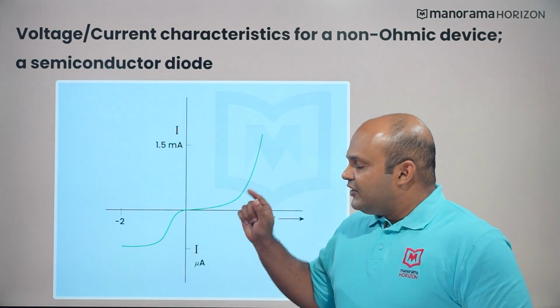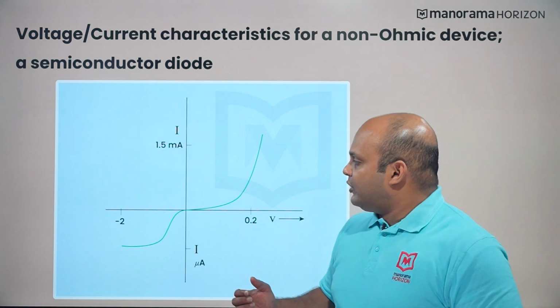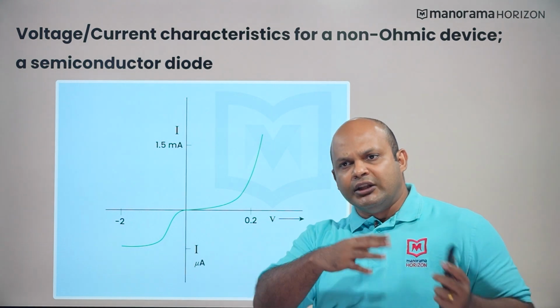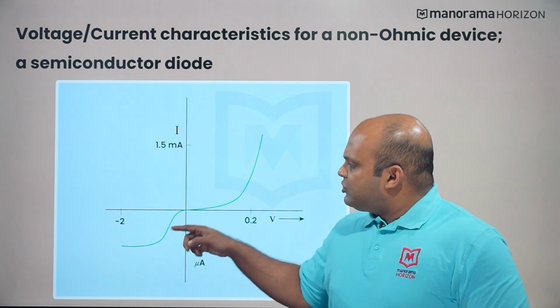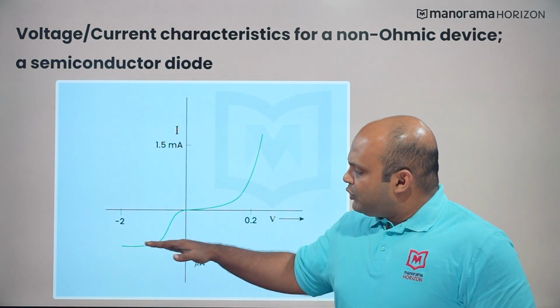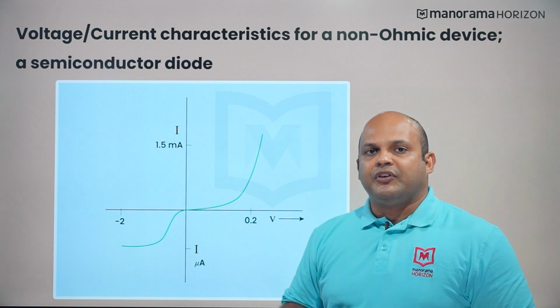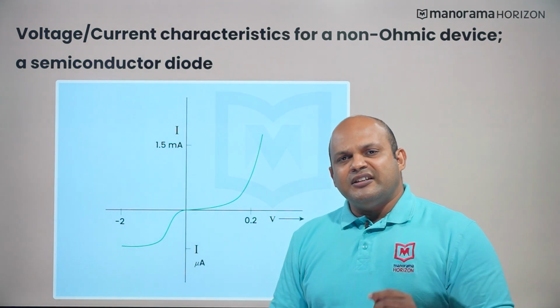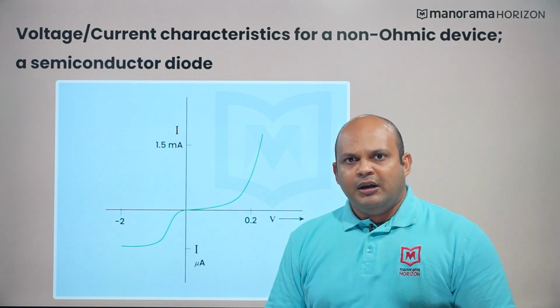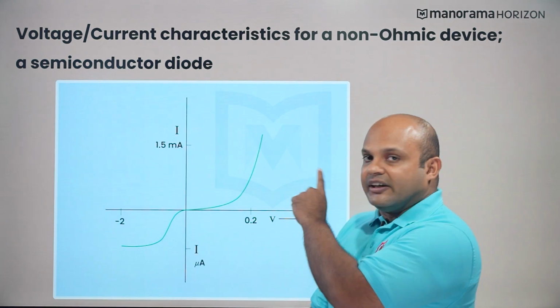On the other hand, if you were to reverse the direction of voltage, if you were to apply the connections in the opposite direction, we observe that not only is the current much lower than in the forward direction, we also see that the current stops increasing after a particular point. So clearly, in this device, resistance is not only variable, but it also depends on the direction of the voltage and current flow.